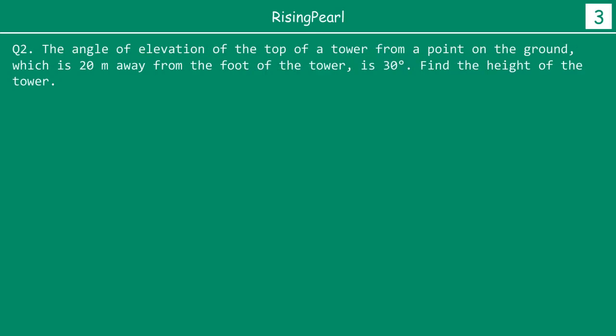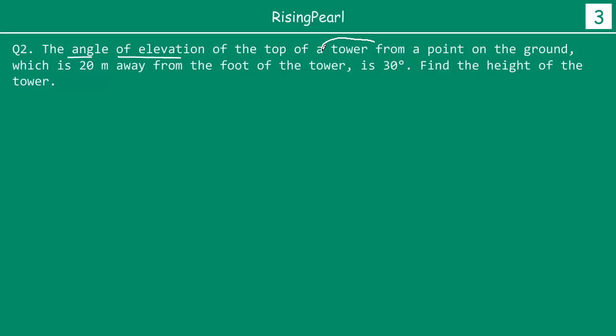So here the question goes like this. The angle of elevation of the top of a tower from a point on the ground which is 20 meters away from the foot of the tower is 30 degrees. Find the height of the tower. This is really confusing the way the question is written, but let's try to break it down. The angle of elevation of the top of a tower.